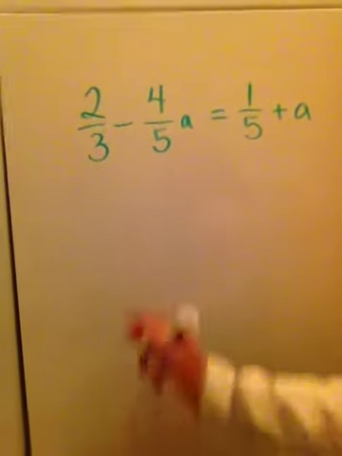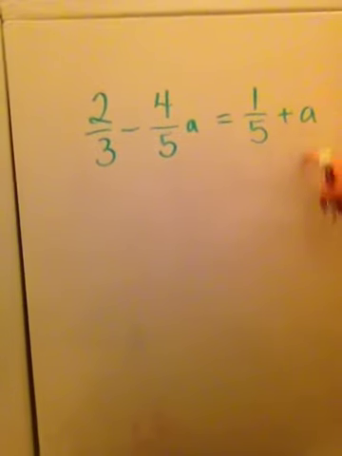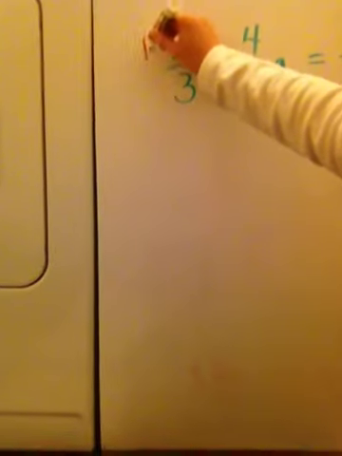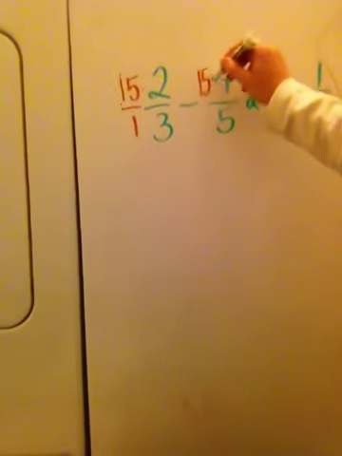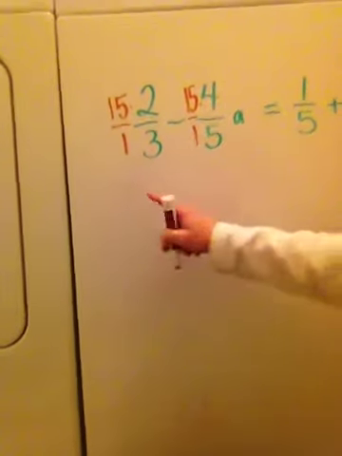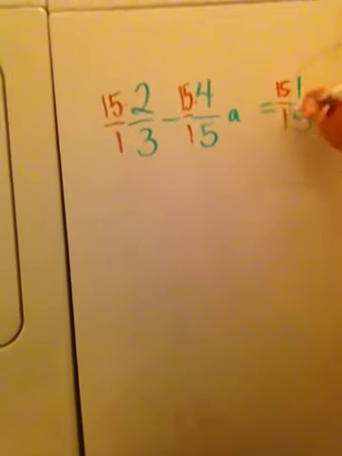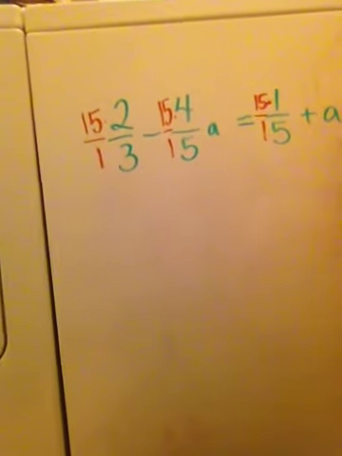Okay, so I'm going to multiply 15 by this term, this term, this term, and this term. You have to multiply every term. So times by 15 over 1. Eventually you'll get to the point where you won't even write these. You'll just rewrite the problem by multiplying. You'll just kind of do the multiplying in your head.